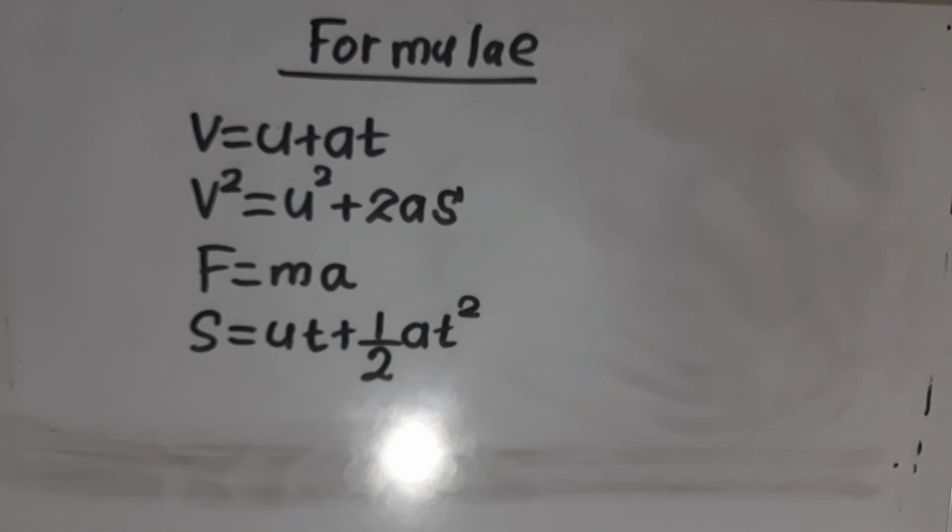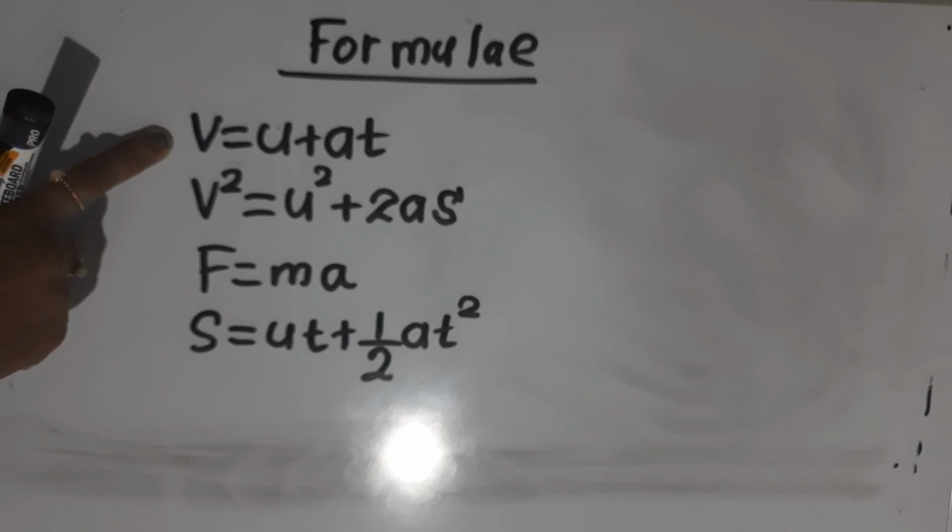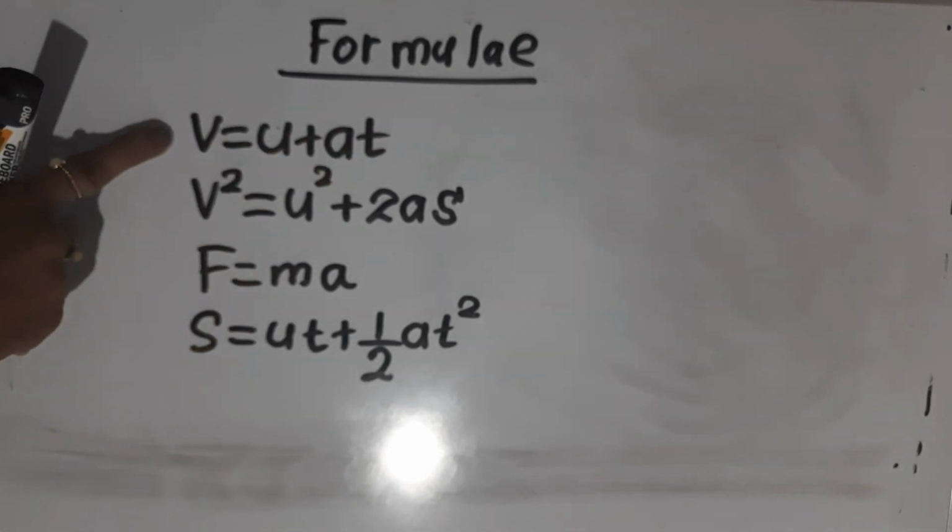Today we are going to learn about formulae. So, what are the examples for a formula? Here we have some examples. The first example is v equals u plus at. Here v is the subject of this formula.